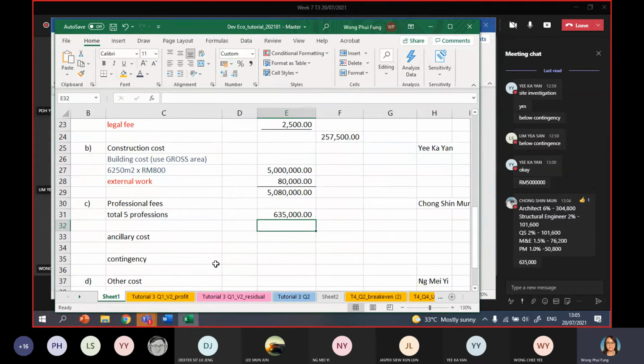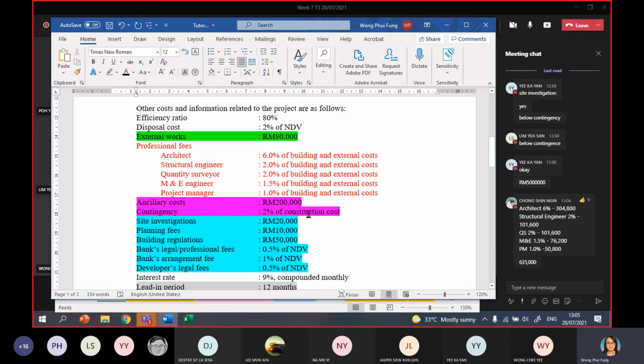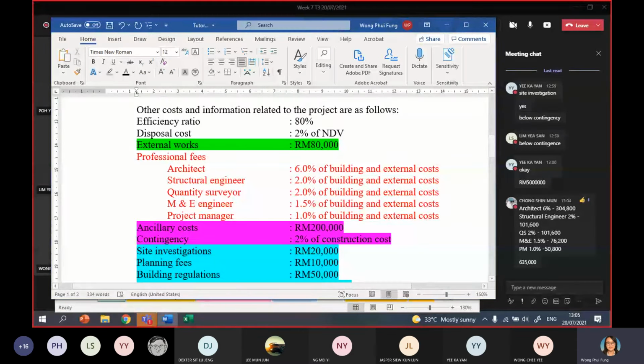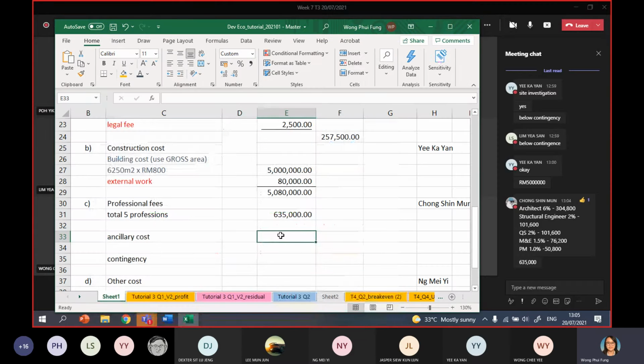Okay, this part is a little bit tricky. After the professional fee, you should have an ancillary cost. Here, the ancillary cost is given. Can you see the purple color here? This one, ancillary cost 200,000. Then contingency is 2% of construction cost. Okay, ancillary cost you put under here.